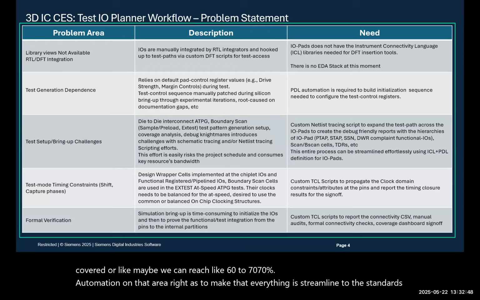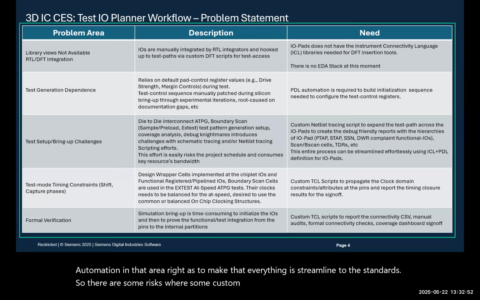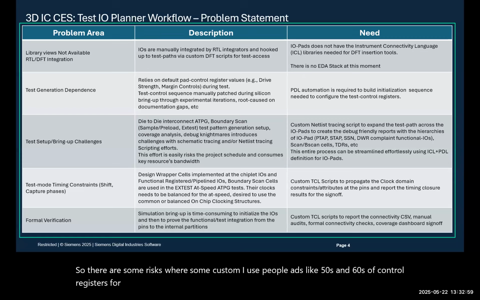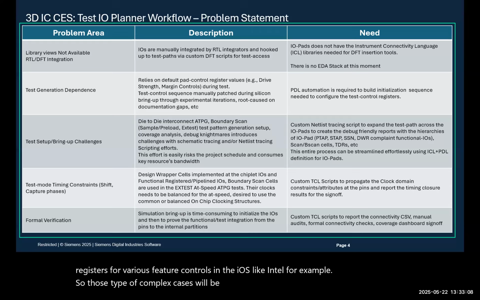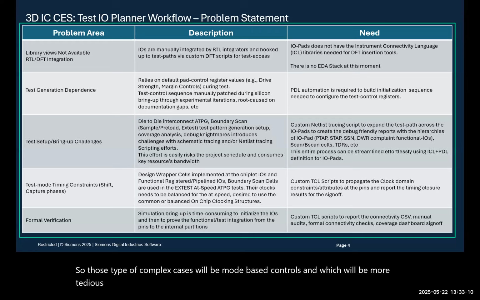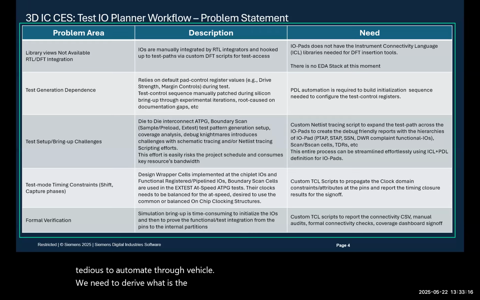So there are some risks where people add custom IOs with 50s and 60s of control registers for various feature controls in the IOs, like Intel, for example. Those types of complex cases will be mode-based controls, which will be more tedious to automate through the equal format. But we need to derive what the test mode scenario is, and then just take those controls alone.